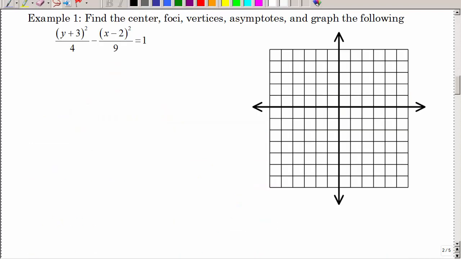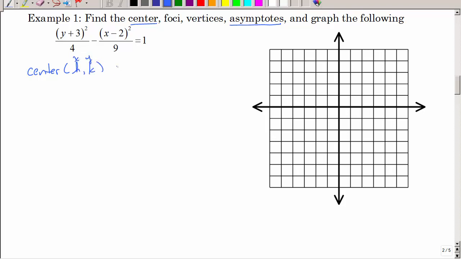Let's work through our first example. We're going to be asked to find the same things we did on the ellipse, in addition to finding the equation of the asymptotes that the hyperbola has that the ellipse does not. So I think the first thing we need to do is find the center. So remember, the center is h, k, alphabetical.